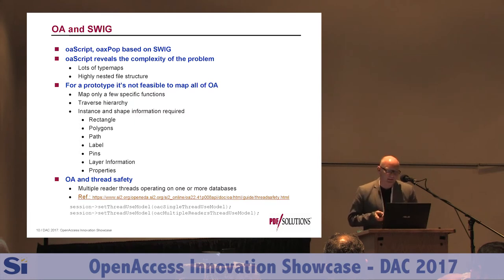Now let's talk about OA and thread safety. Because we said Go is concurrent, we need to look at thread safety when we open an OpenAccess library and see if we can really access it in parallel. There is a concept of multi-reader threads operating on one or more databases, if you read the manual. Here's a link if you want to read into that; it's on the web. You simply have to set a session and then set the thread use model to multi-reader thread use model to get this. Unfortunately, at least for me, it doesn't work.